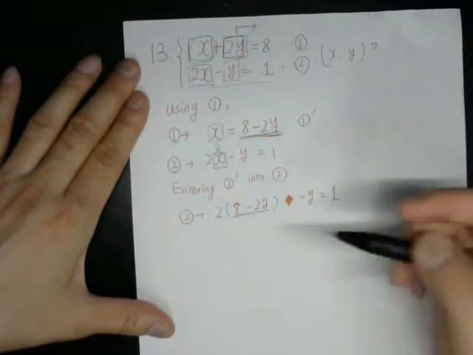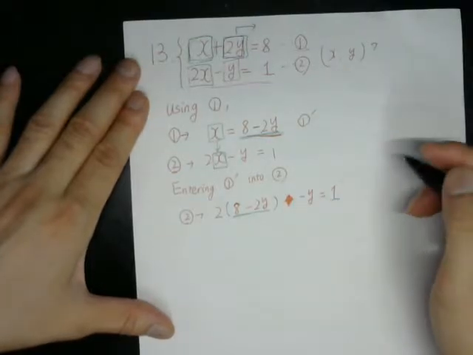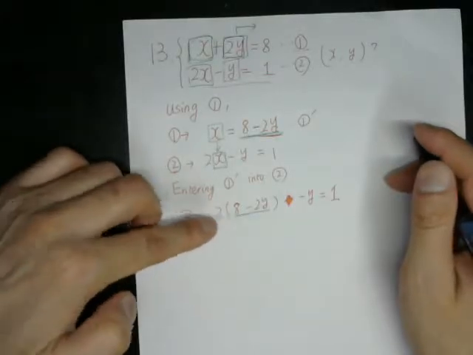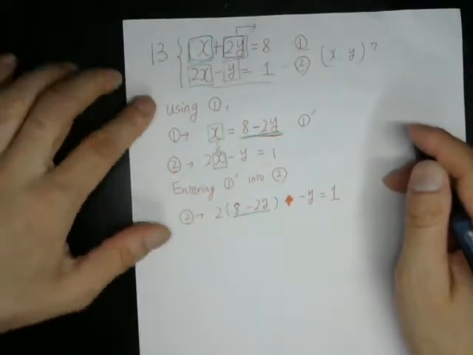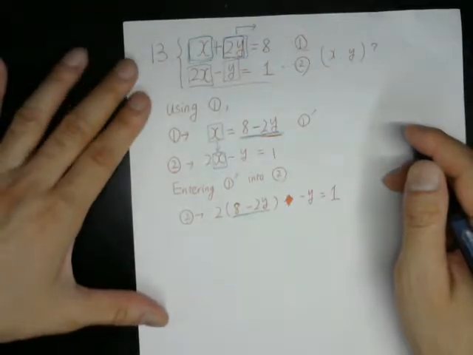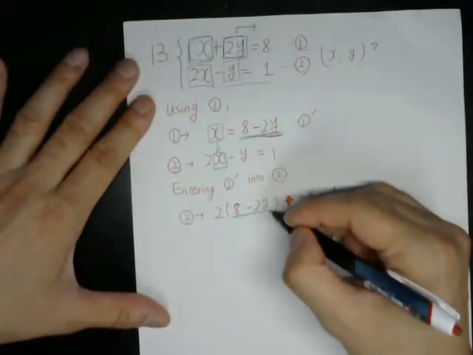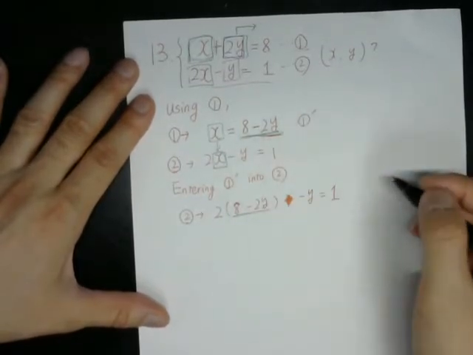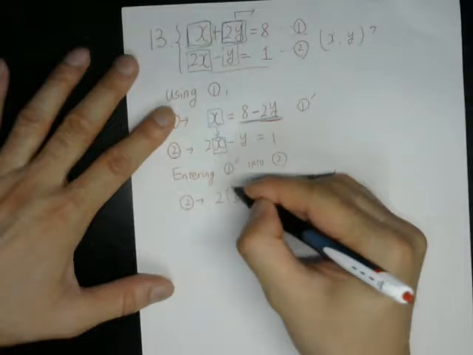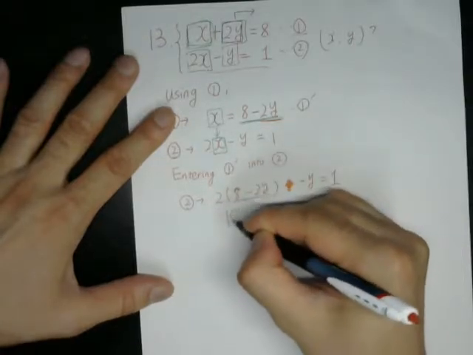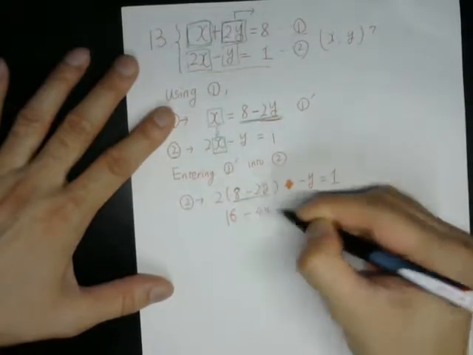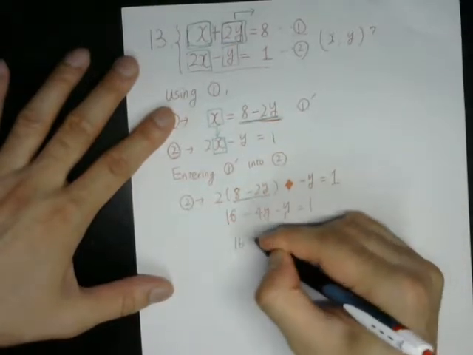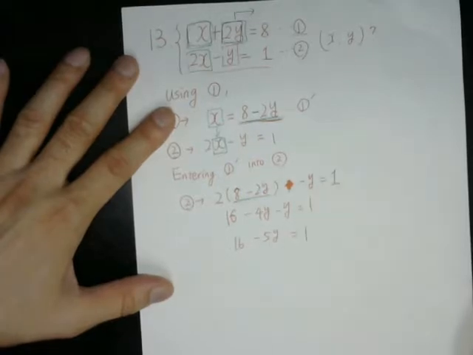So this is just the second equation now written in terms of y only. See, x is eliminated. So we can solve uniquely for y. Right? So this is just simple algebra, so we can distribute 2. So 16 minus 4y minus y equals 1. Okay, 16 minus 5y equals 1.